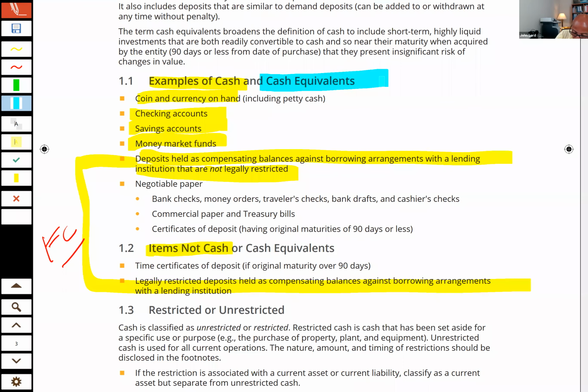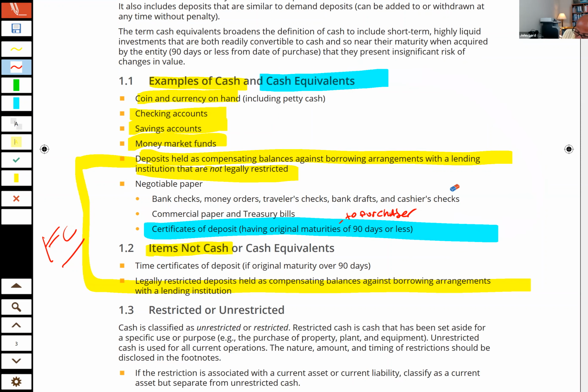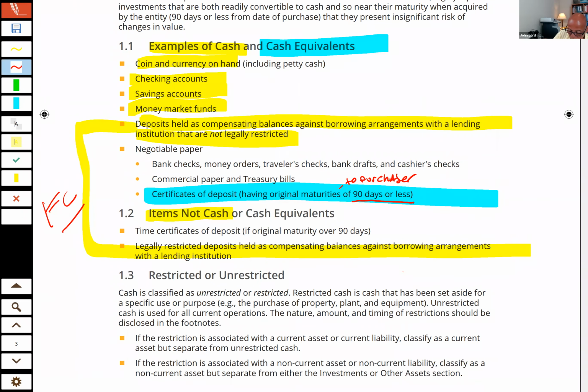Okay. And so we come down, and when we talk about cash equivalents, we're talking about commercial paper, treasury bills having an original maturity, and when we say original maturity to purchaser, of 90 days or less. Okay, that is considered a cash equivalent. Now these same items, they call out CDs here, if original maturity to purchaser is over 90 days, then it's not a cash equivalent.